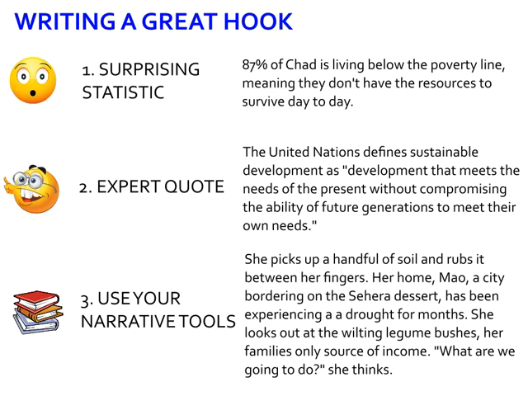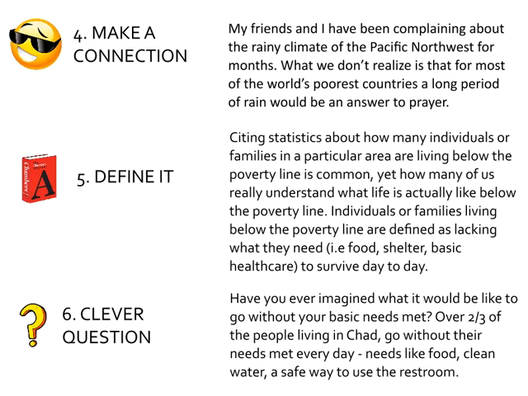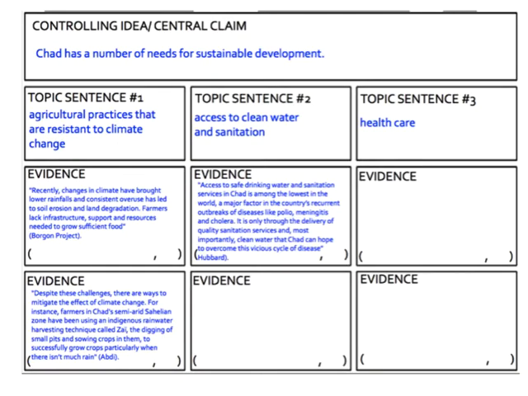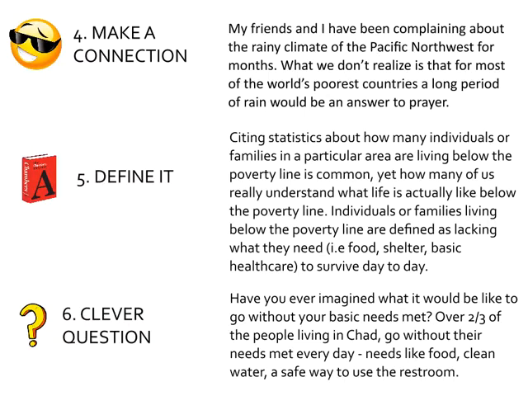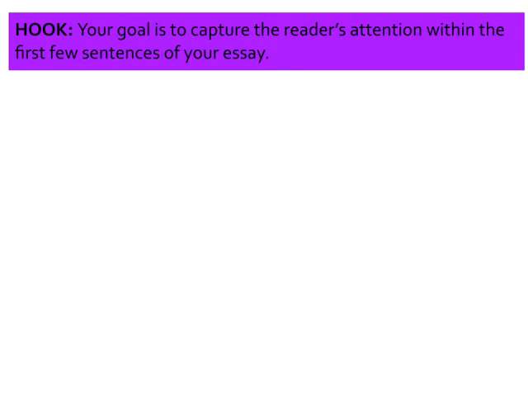The other thing you might think about as you're choosing your hook is which of your hooks do you think sets you up to introduce your controlling idea? So my controlling idea is that Chad has a number of needs for sustainable development. So I want to choose one of my hooks that's going to set up the idea maybe of poverty in Chad or sustainable development in Chad. So the one that I liked the best that I thought did that was this one, the define it, citing statistics. So for my hook, I chose that.